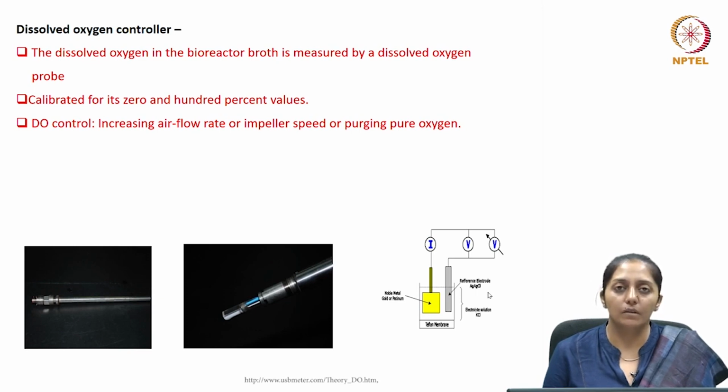Again, for control, the measured signal is compared with the set point, and the difference, which is called error, is then minimized by either increasing the RPM or increasing the airflow rate till the difference is brought close to the set point.